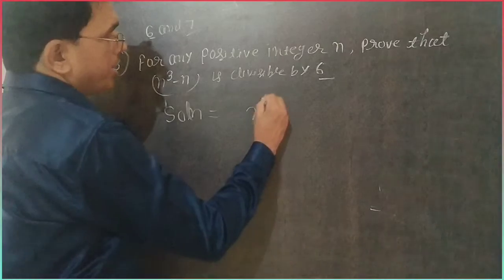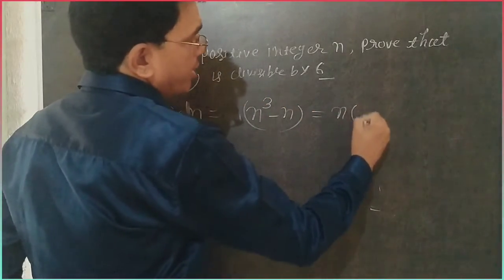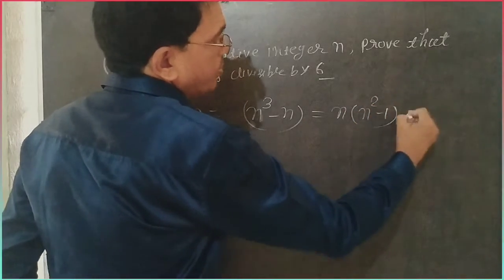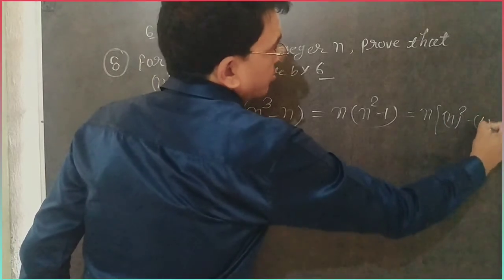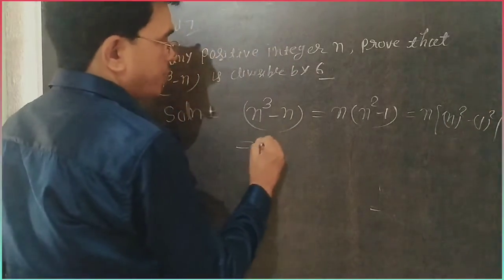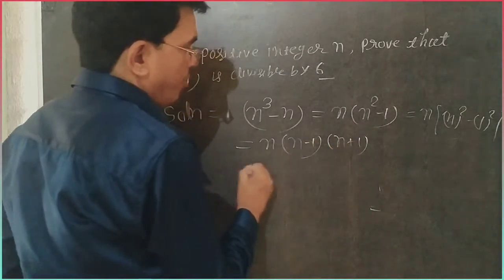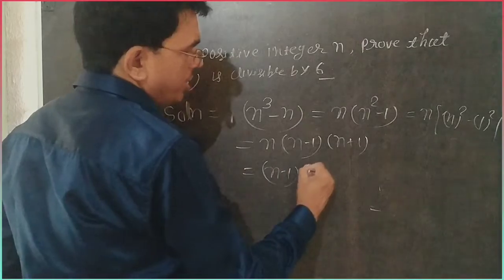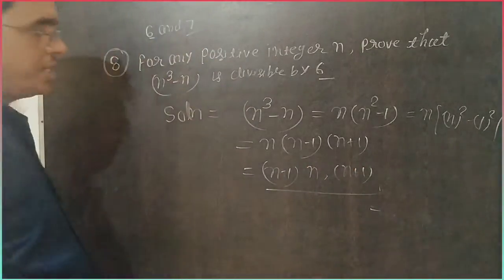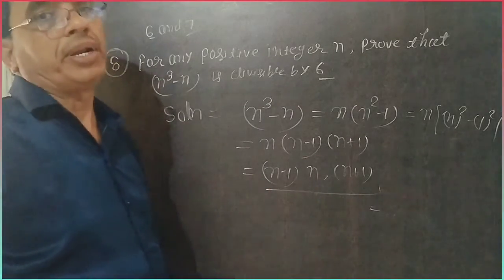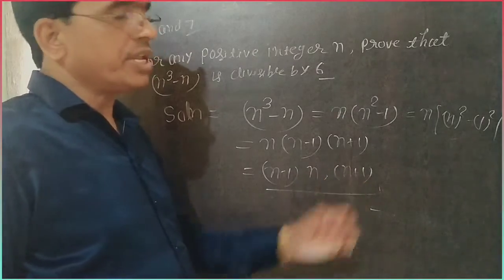You write n cube minus n. If I take n common, then it is n into n square minus 1, and it is n into n square minus 1 square. Hence it is equal to n into n minus 1 into n plus 1. You arrange it: n minus 1, n and n plus 1. You will find out that these are all three consecutive numbers. So n minus 1 is the first number, the second number is n, the third number is n plus 1.